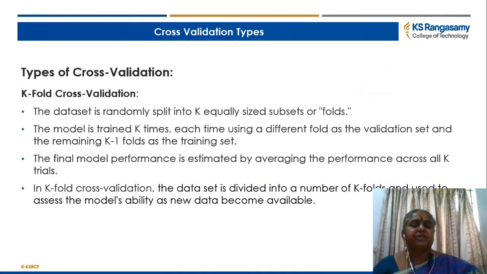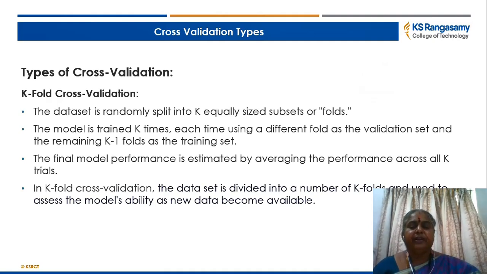Different types of cross validations are available. First one is K-fold cross validation. The data set is randomly split into K equally sized subsets or folds. The model is trained K times, each time using a different fold as the validation set and the remaining K minus 1 folds as the training set. The final model performance is estimated by averaging the performance across all K trials. In K-fold cross-validation, the data set is divided into a number of K-folds and used to assess the model's ability as new data become available.